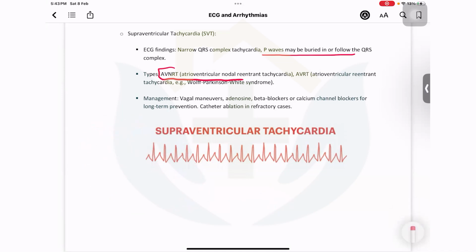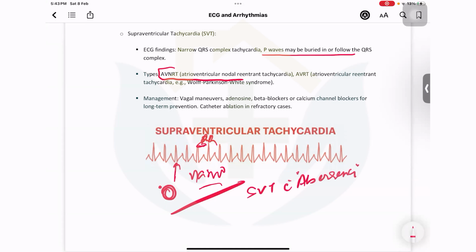Point to be noted is that there will be regular QRS, regular RR interval and a narrow QRS. Why narrow QRS? Because it is happening in the AV node or just proximal to AV node only. Now, rarely you can have an SVT with aberrancy.